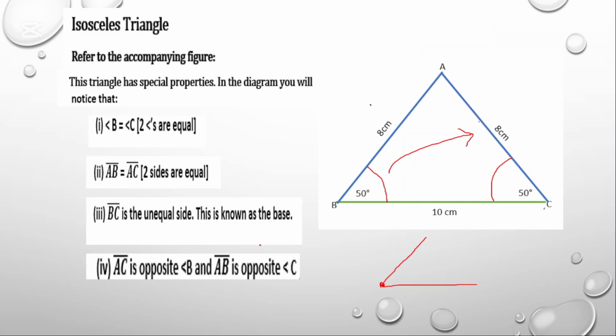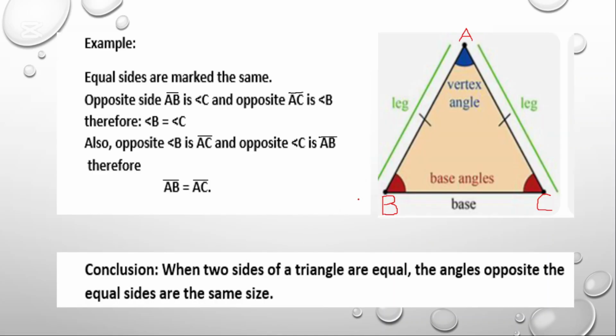Right. The same with AB. AB over here is not an arm of angle C, but it is opposite angle C. So we say AB is opposite angle C and AC is opposite angle B. Then our conclusion here: when two sides of a triangle are equal, the angles opposite the equal sides are the same.